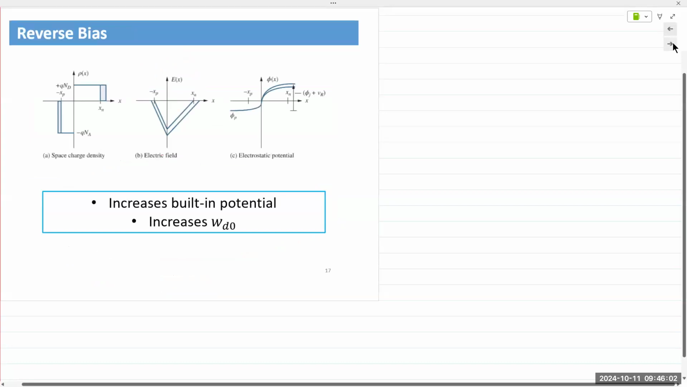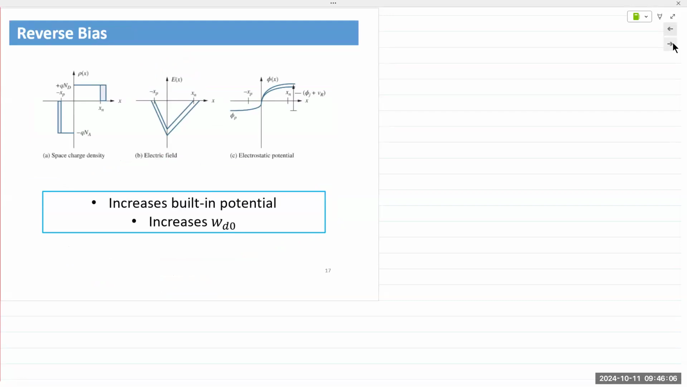So there are two more concepts. One is the reverse breakdown. The other one is the capacitance. So we'll look at both in the last 15 minutes.